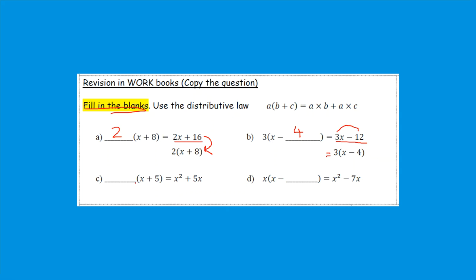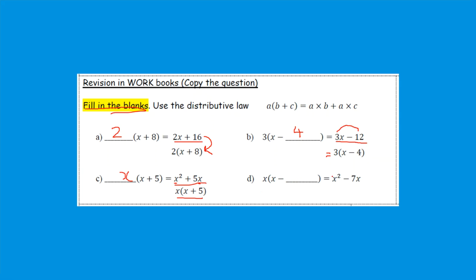The next one, what goes out the front here? x plus 5. We've got x squared and 5x. You can see x is common to both. So x goes out the front. So when we factorize this expression, we get this.